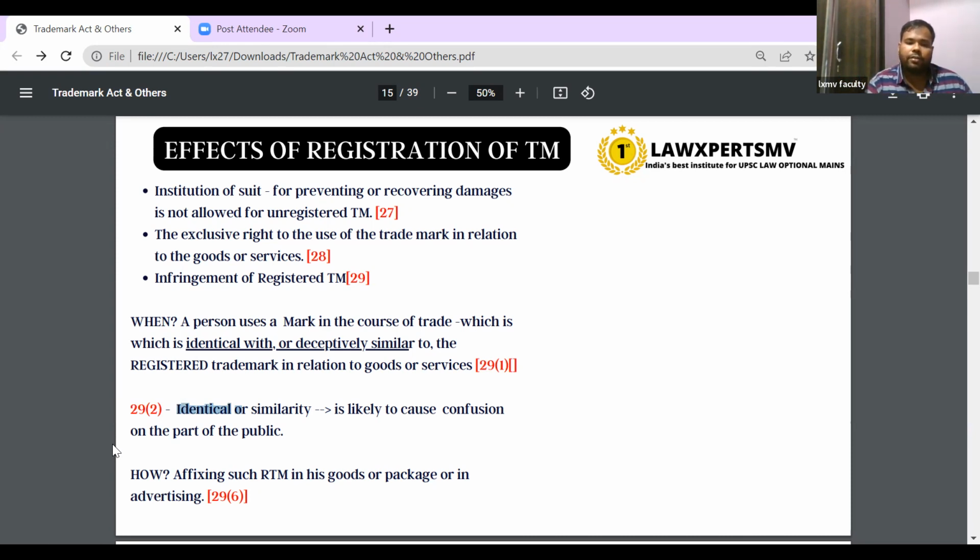So he will affix such a registered trademark on his goods or packaging, or in advertising also. Another example: I manufacture a washing machine and I put the word Whirlpool on it. That's a registered trademark. I should not put that, but I still put it. That is an infringement. The Whirlpool company can sue me.